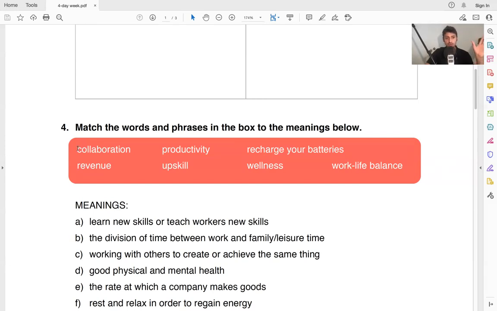So collaboration is when you work together. Collaboration, you collaborate, and the noun is collaboration. When you work together with someone. Revenue, okay, so this is more on the financial side.